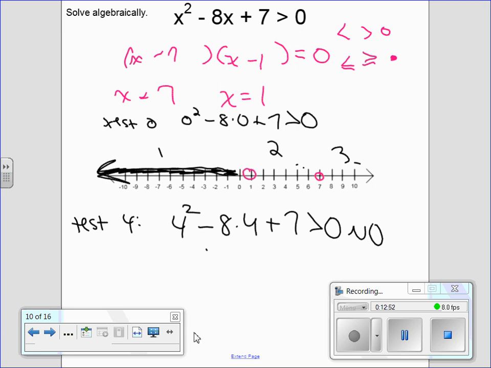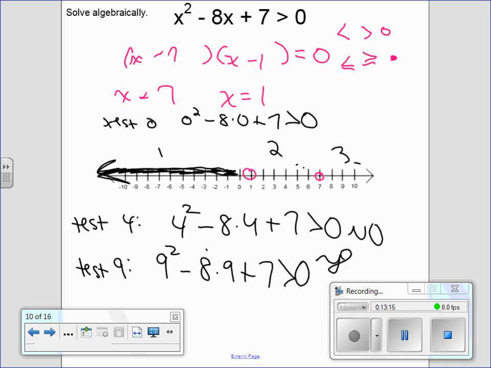And then we need to test a point in zone 3. Can you pick a number that lives in zone 3? 9? Okay. Let's test the number 9. Is 9 squared minus 8 times 9 plus 7 going to be greater than 0? So 81 minus 72 plus 7. Yeah, you can use your calculator, you can use some mental math, but that's going to be a yes. So since that zone's true, that's real graph.